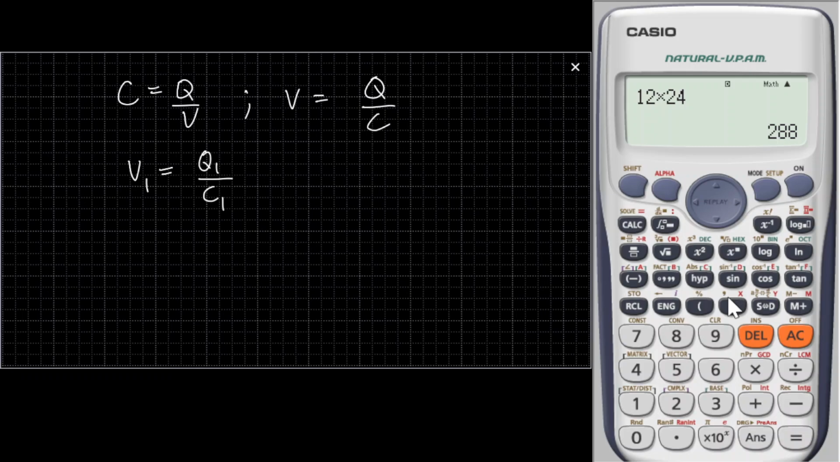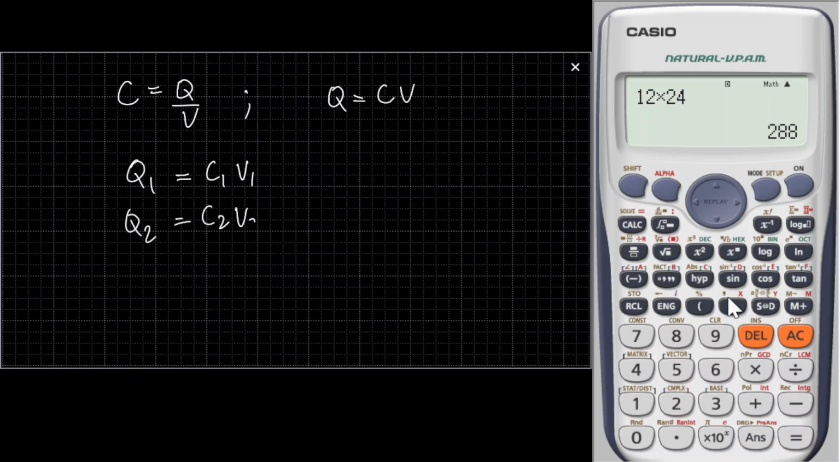But remember, we are not looking for the voltage. We are actually looking for the individual charges. So, Q is equal to CV. Magiging ganito siya. Q1 is equal to C1 V1, Q2 is C2 V2, Q3 is C3 V3.